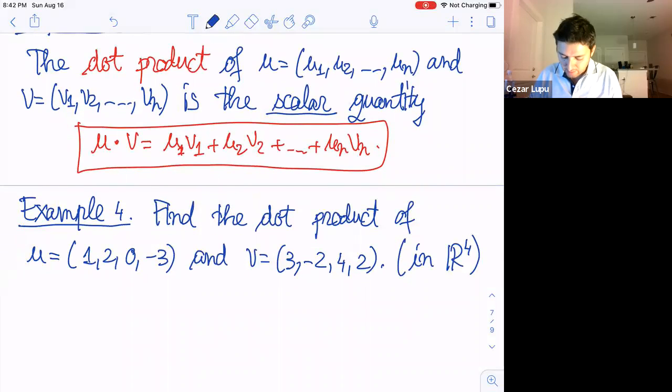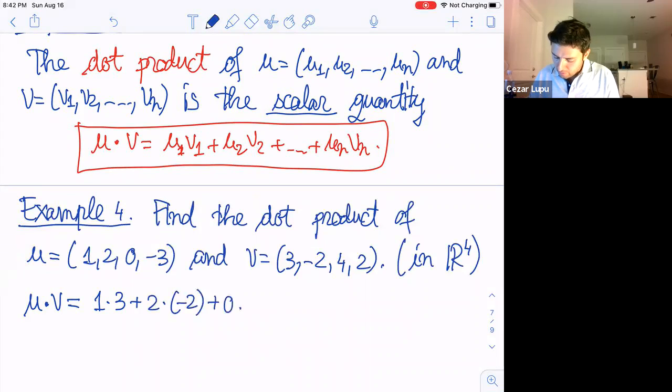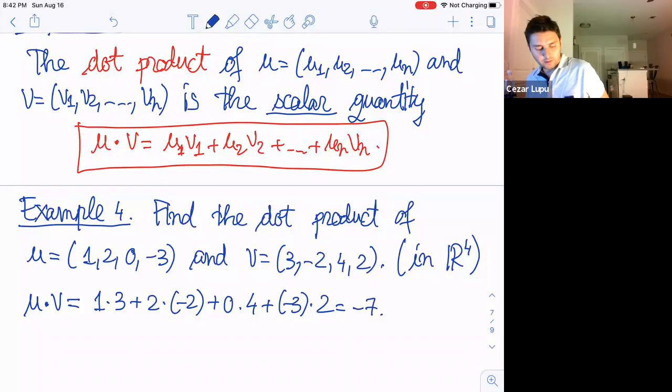The dot product, it's quite clear, u dot v is nothing else than just 1 times 3 plus 2 times -2 plus 0 times 4 plus -3 times 2, which will give us 3 plus... it will give us -7. Hope the computations are correct.